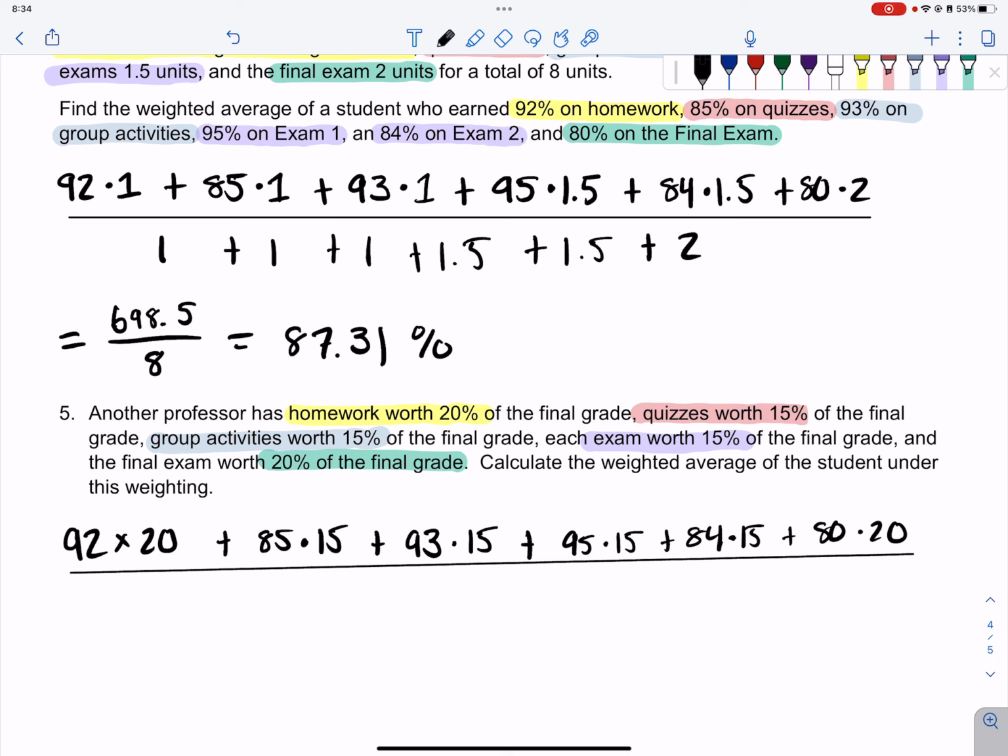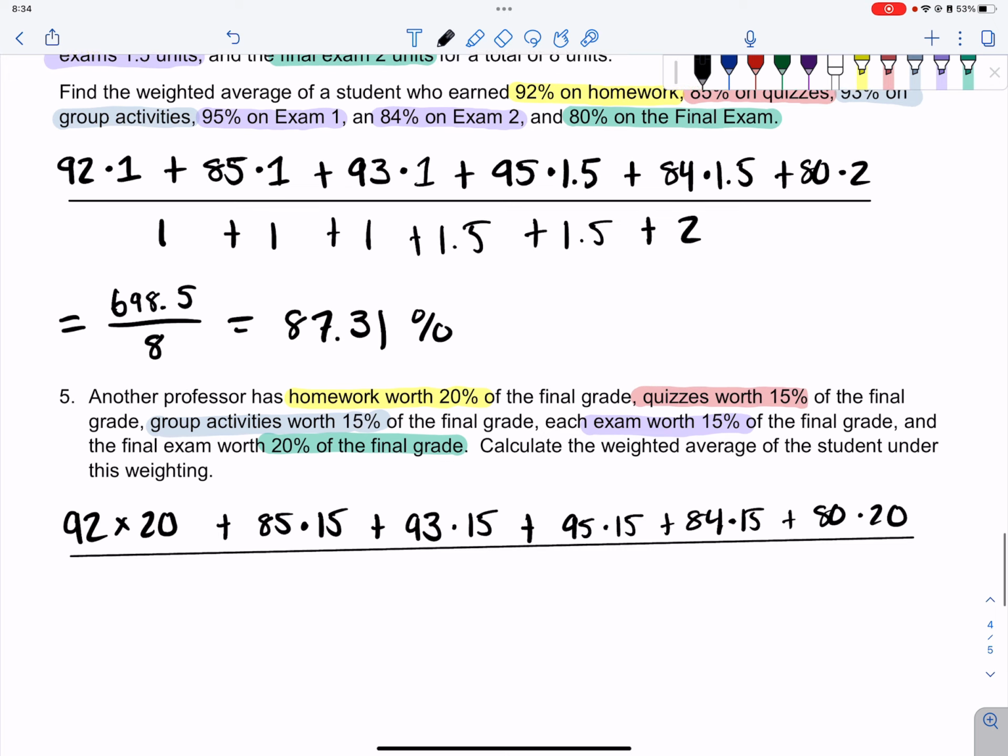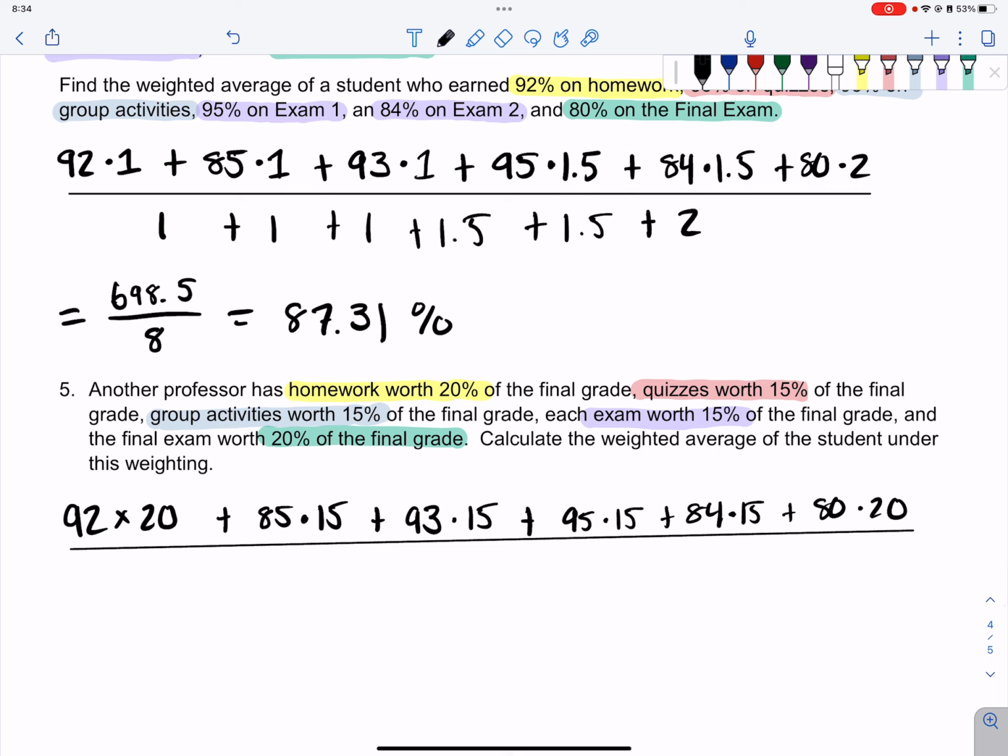For most classes, if the professor has it set up properly and make sure you didn't miss anything, your denominator probably should add up to 100. But we can work through it and make sure to double check. So we need to take all of the weights for each of the categories and add them together. So 20 plus 15 plus 15 for the group activities, 15 for the first exam, 15 for the second exam, and 20 for the final.